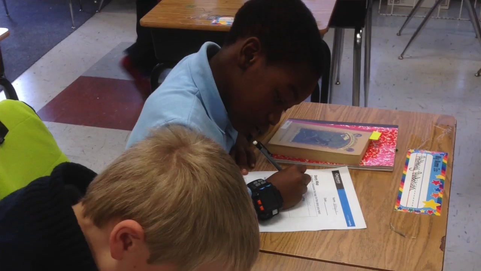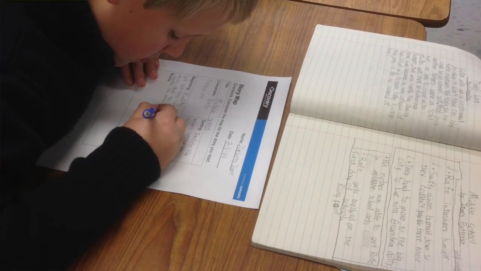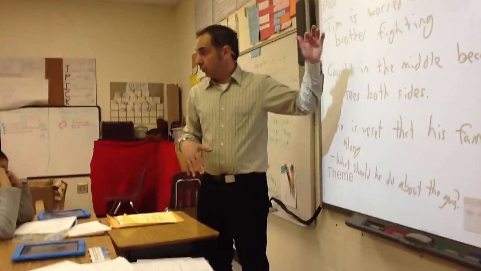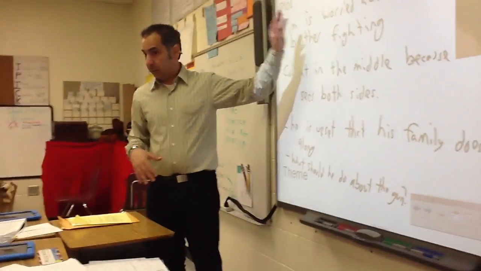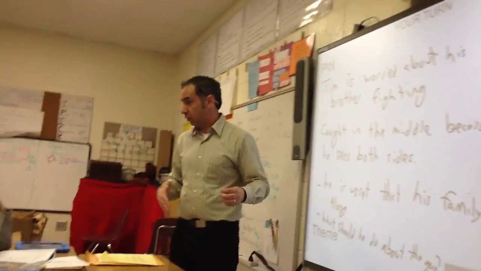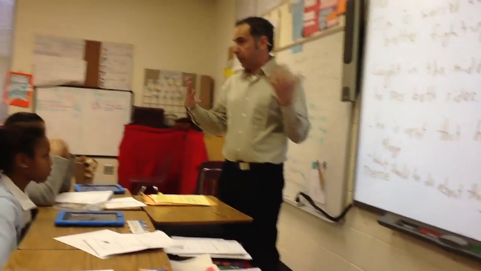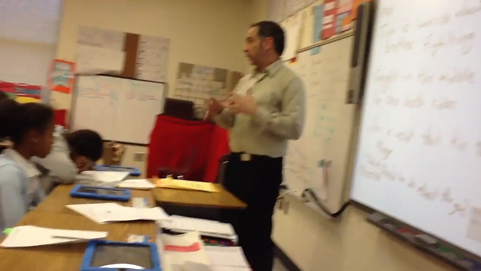So when you read your books independently, you'll be stopping and jotting the same kind of plot points after you're done reading. I'm going to keep this on the board for you as a reference. So you're going to take out your book and read for about 20 minutes silently. And then when I say stop, take out your journals.